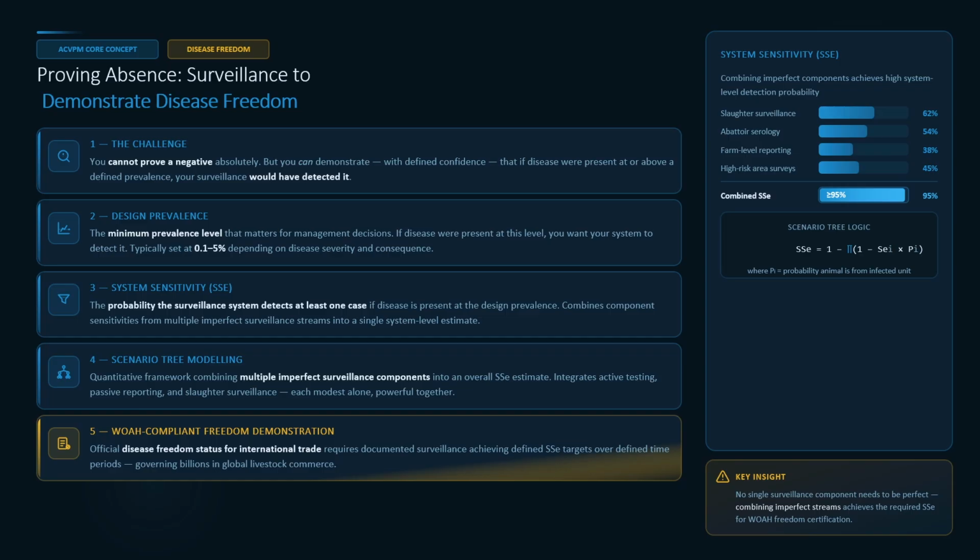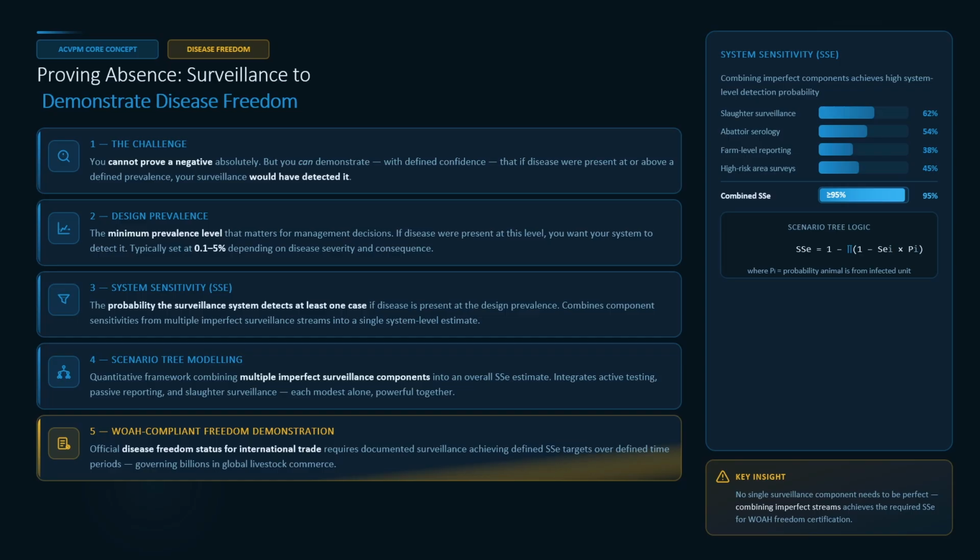Here's an ACVPM exam tip. When a question asks how a country demonstrates freedom from a disease, the answer is system sensitivity, SSE, combined through scenario tree modeling, not the sensitivity of any single diagnostic test. Remember the principle that multiple imperfect surveillance streams combine to reach a target SSE, commonly 95%, at a defined design prevalence. Be ready to explain why you can never prove absolute absence, only freedom at or above a stated prevalence.